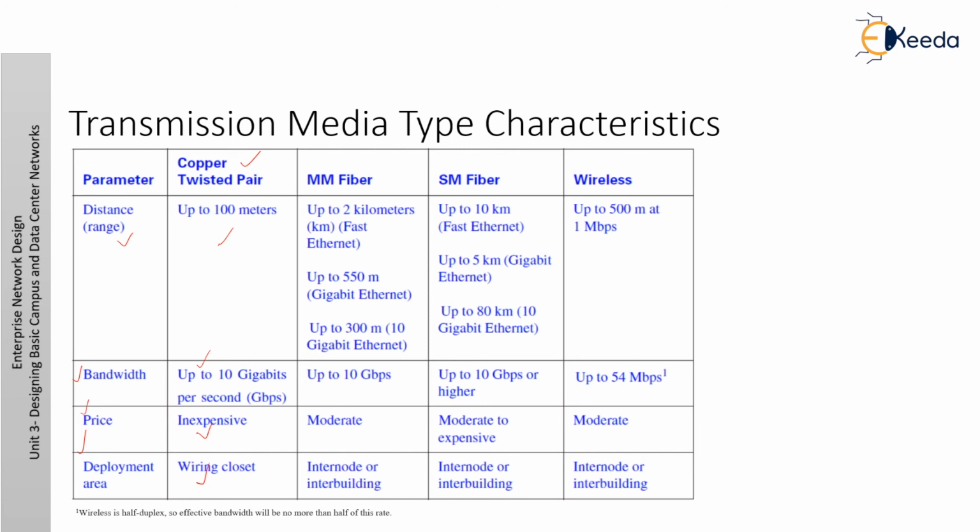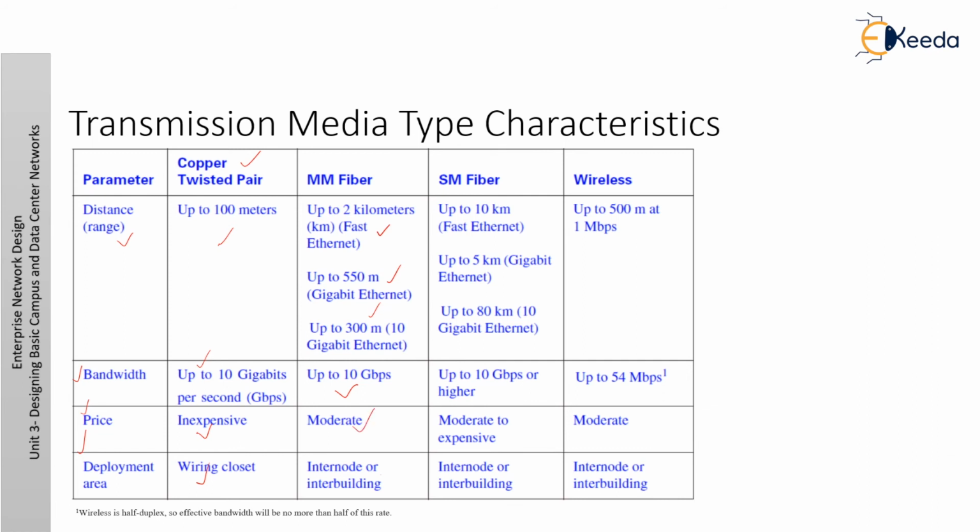Multi-mode fiber goes up to 2 kilometers for fast Ethernet. Up to 550 meters it works with gigabit Ethernet and up to 300 meters with 10 gigabit Ethernet. The bandwidth is limited to 10 gigabit per second. Price depends on what kind of cable we are using inside that multi-mode fiber.